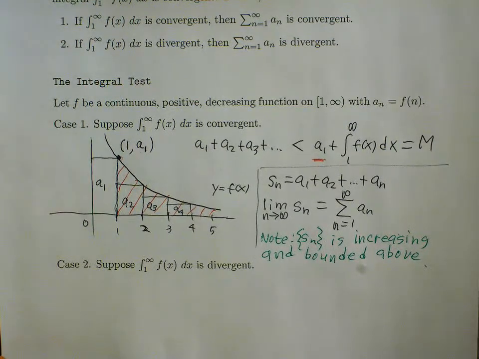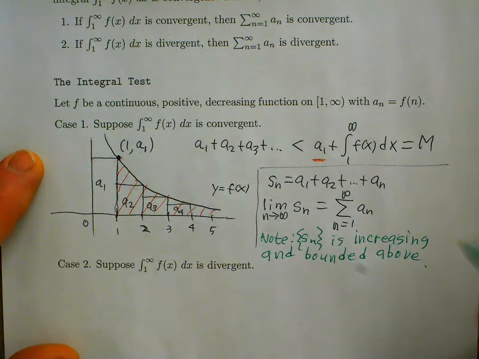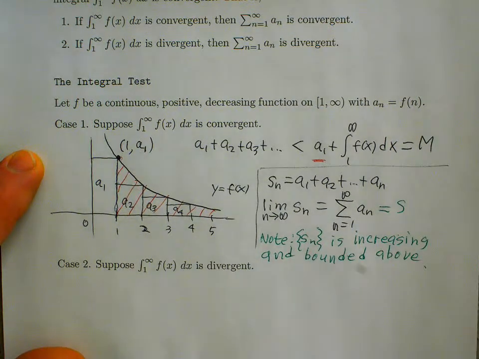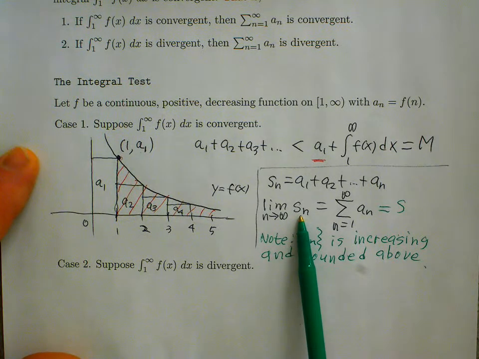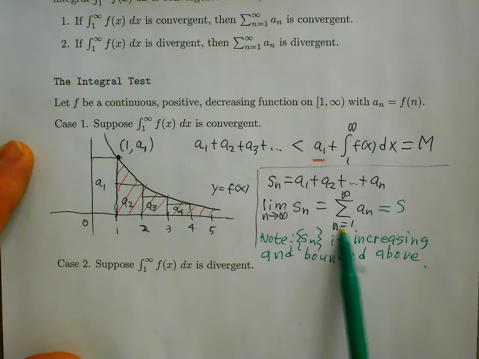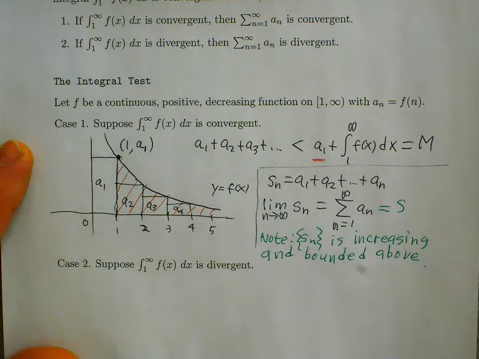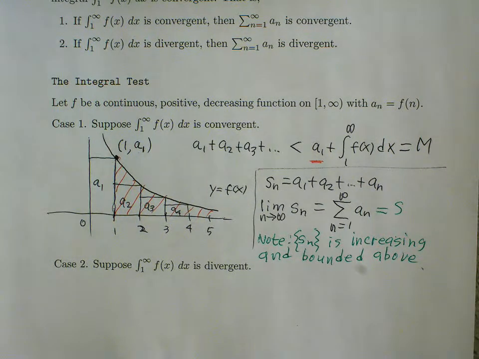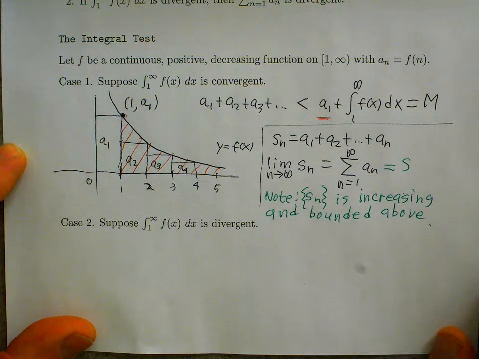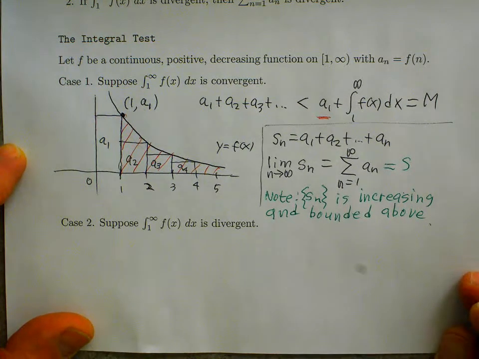Hey, did you follow that, what I'm trying to say? So this is equal to some number S. We'll say that S is the limit of the sequence of partial sums, which is also what the infinite series converges to. On the other hand, if the improper integral of f of x from 1 to infinity is divergent, we want to argue that the infinite series of the a sub n terms is also divergent.